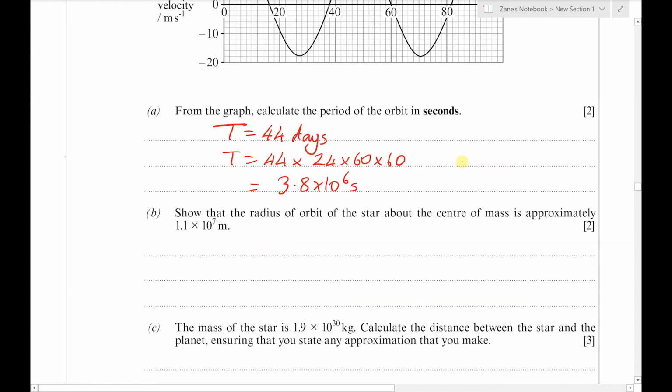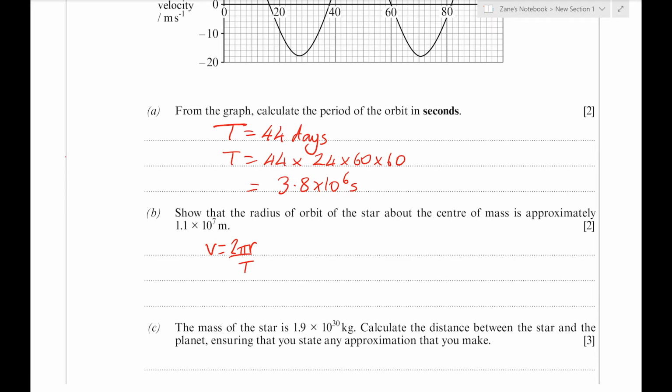Next, we've got to show that the radius of orbit of the star about the centre of mass is approximately 1.1 times 10 to the 7 metres. So here we can use the relationship v equals 2 pi r over T. It's not given directly in the data book. You can imply it from v equals omega r, or just simply realise that this is speed equals distance over time, where 2 pi r is the circumference of the orbit and T is the time for the orbit.